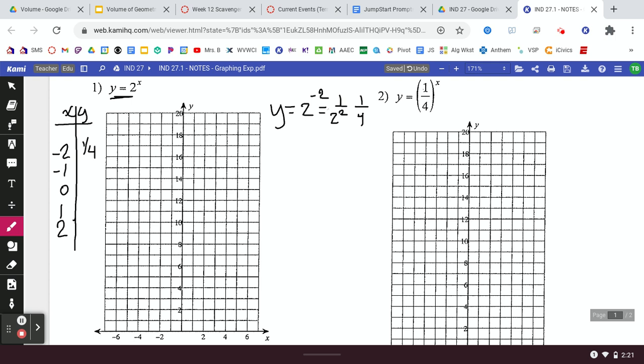Now I do the same thing again, only this time y equals 2 raised to the -1. I put a -1 in that x spot. Again, I have to deal with that -1 by flipping it. And anything raised to the first power is just itself. So when I plug a -1 into the x spot, my y value is 1/2.